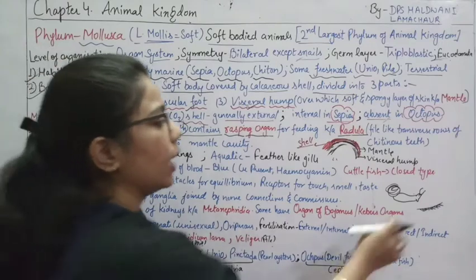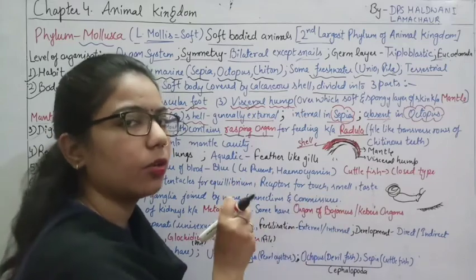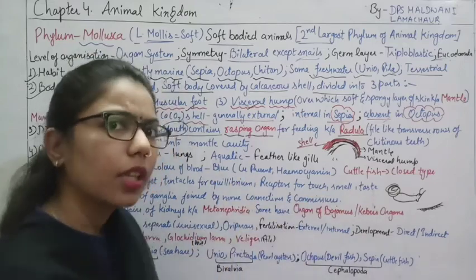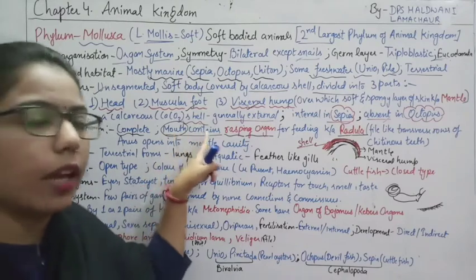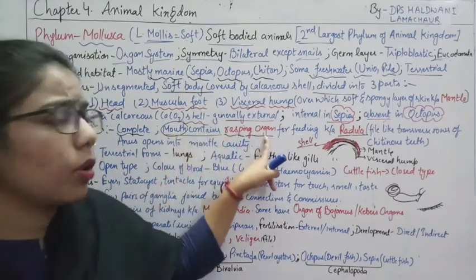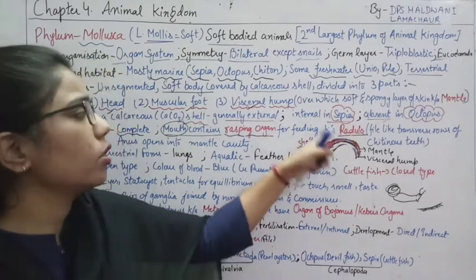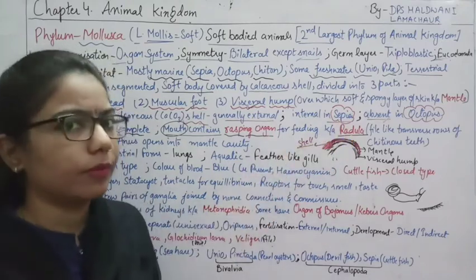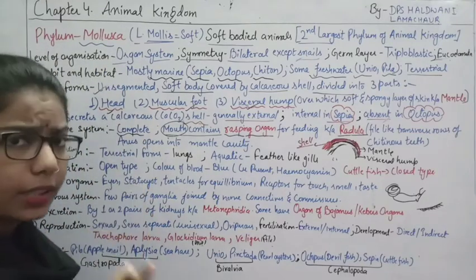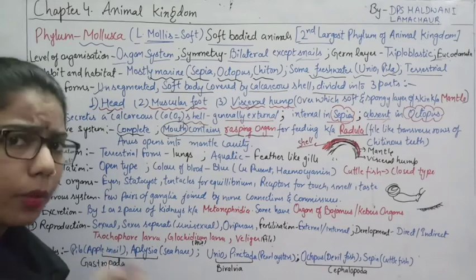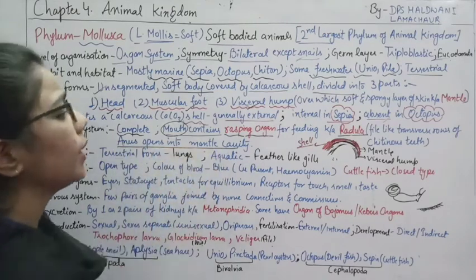So we can say that with the help of this, it is scraping and taking its nutrition and feeding inside its buccal cavity or mouth. So this is another feature which we have to memorize, that a rasping organ is present, this is known as the radula, and its function is feeding, right? Now as we are saying, both openings are present, mouth as well as anus. So the anus opens into the mantle cavity.